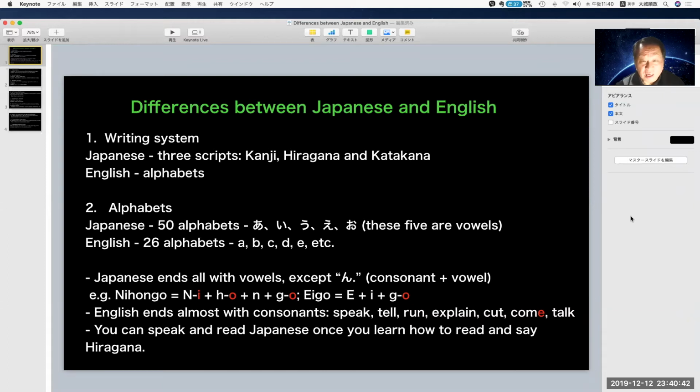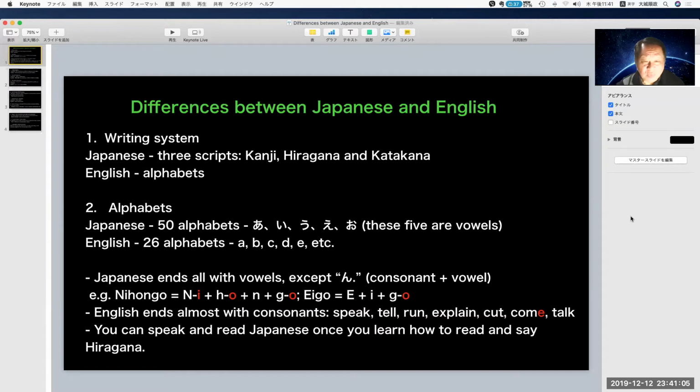Today, I'd like to share with you about the differences between Japanese and English, which I'm sure will be very useful when you're learning Japanese. Now, first of all, the strikingly different thing between these two languages is the writing system.